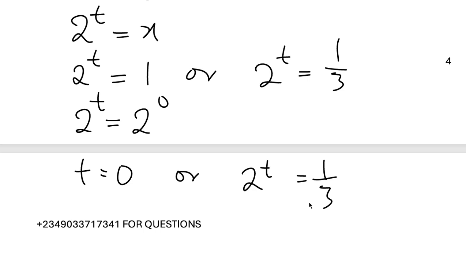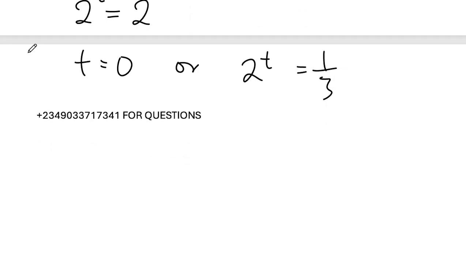or 2 to the power t equal to 1 over 3 cannot be solved anyhow, right? Because 2 to the power 1 is 2. So the answer to the question lies in between 0 and 1, which we cannot just determine. So what do we do? So our job now is to solve the equation 2 to the power t equal to what? 1 over 3, and this is not difficult.